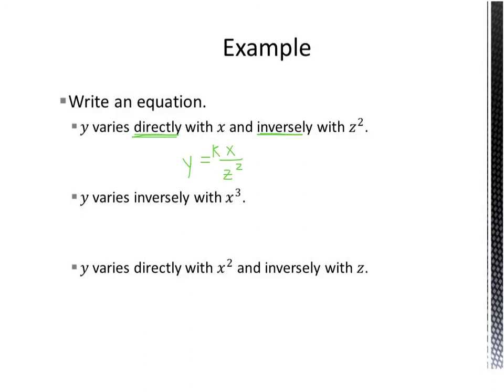Looking at the next one, y varies inversely with x cubed. So where does the x cubed need to be? On the bottom, and then we're just going to put our k on the top. And our last one here, y varies directly with x squared, so x squared on top, inversely with z, so z is on the bottom, k on the top.